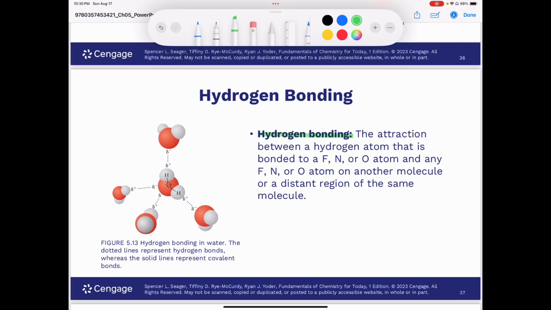So the way you can remember this is that in order to have hydrogen bonding, you have to have FON, F-O-N. So you have to have a hydrogen bound to fluorine, or a hydrogen bound to oxygen, or a hydrogen bound to nitrogen.